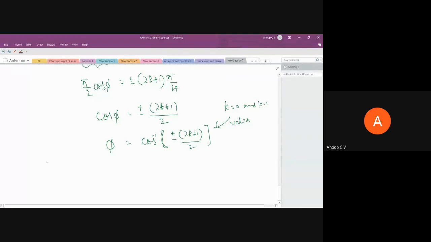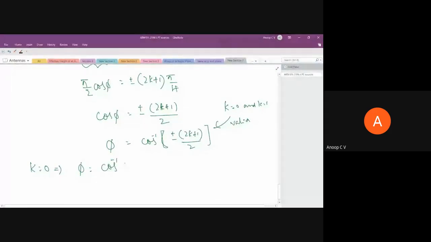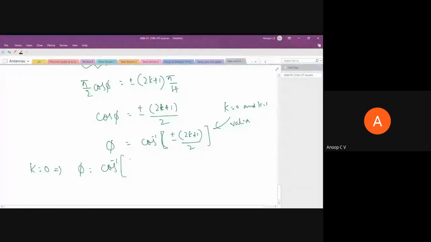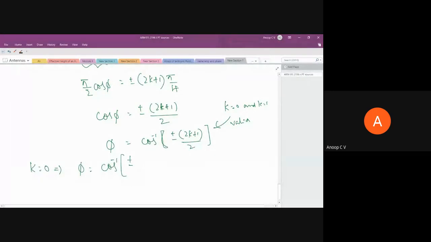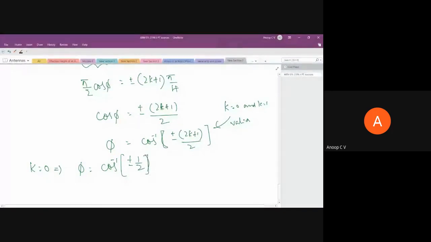So I can find for k equal to 0, phi will be equal to cos inverse of plus or minus, k equal to 0, right? 2 into 0 is 0, 0 plus 1, 1 by 2. So phi is equal to cos inverse of plus or minus 1 by 2, which means cos should be plus 1 by 2 or minus 1 by 2.